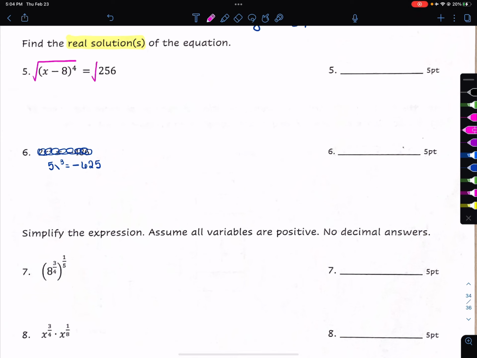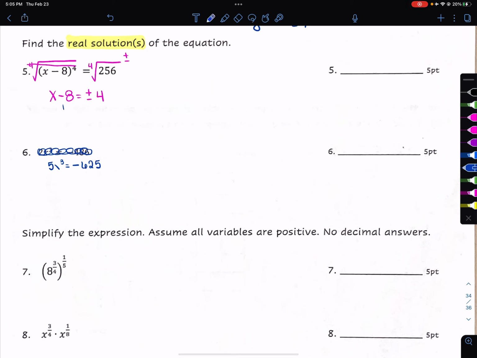And whatever I do to one side, I have to do to the other. Okay, and on the right side, it's going to have plus or minus. So on the left side, the 4th power and the 4th root cancel out. So we are going to have x minus 8 is equal to plus or minus the 4th root of 256, which is 4.